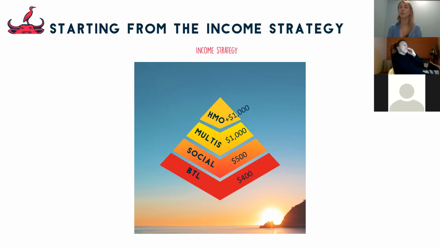After the buy-to-lets, you have social housing, and that's actually what I'm doing with my first property. I'm renting it out to the New Zealand government for social housing. It's a bigger house, with 5 bedrooms and 2 bathrooms, and I believe it's great because who is more reliable than the government to take care of a house, and they will be paying if something goes wrong with the house. Then you have your multis, and then you have your HMOs. So this is more or less how the pyramid of the income strategy comes to life.